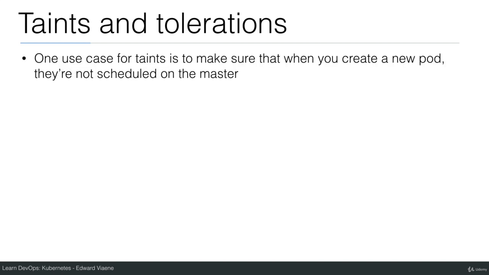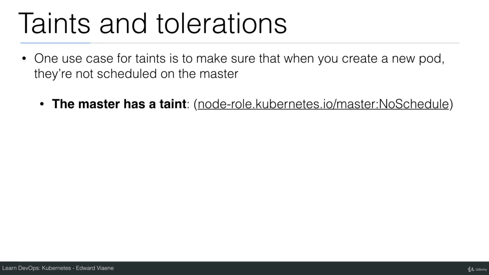One use case for taints is to make sure that when you create a new pod, it is not scheduled on a master. When you run a cluster that has more than one node, the master has a taint. The taint that the master has is called node-role.kubernetes.io/master, and the type is noSchedule. Because this master has a specific taint, you can only schedule on a master when you have a toleration applied to your pod. And by default, you don't apply any tolerations. So by default, you will not schedule on the master, you will schedule your pods on the other nodes. If you still want to schedule on the master, you can add a toleration, or you can remove this taint as well.